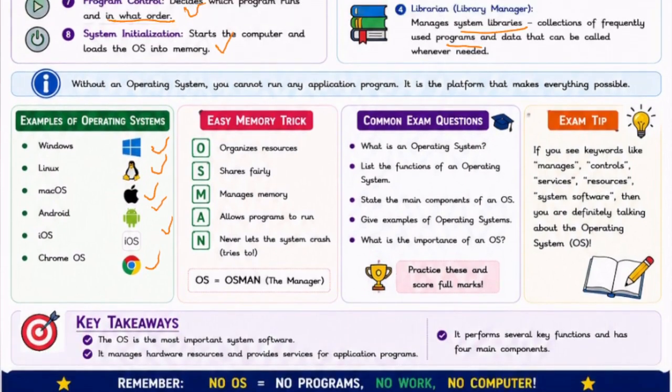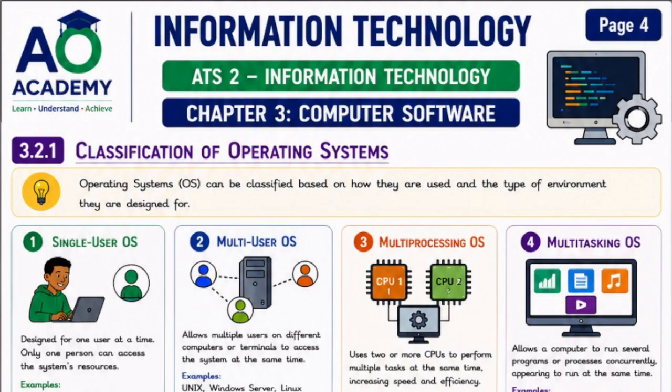The operating system is the most important system software and it manages hardware resources and provides services for application programs. It performs several key functions and has four main components. Now, we want to move to the next slide, which is classification of operating systems. I want you to listen at this point because we are getting serious now.